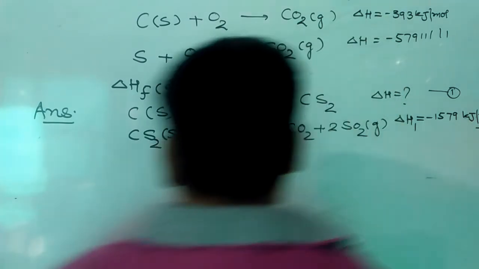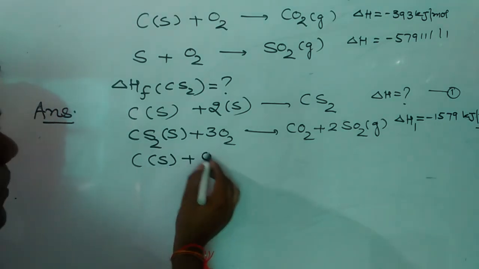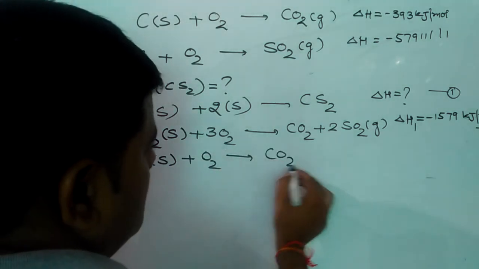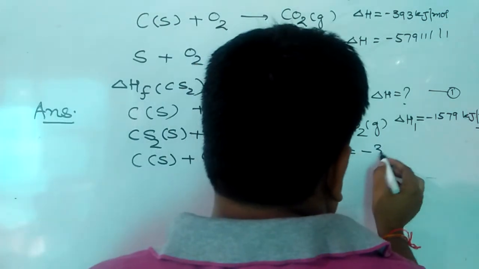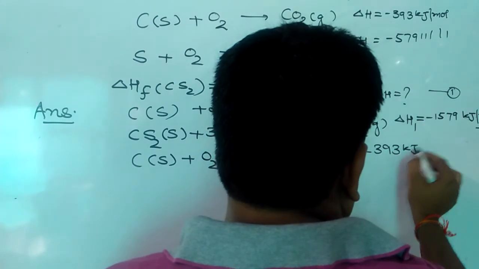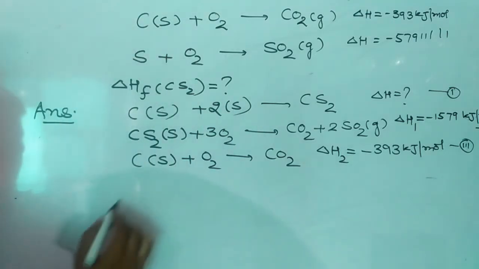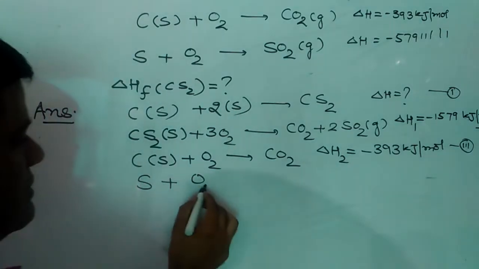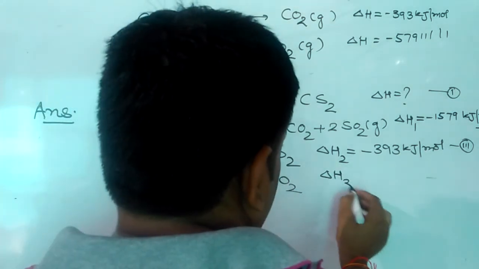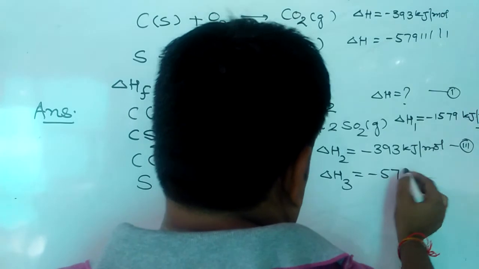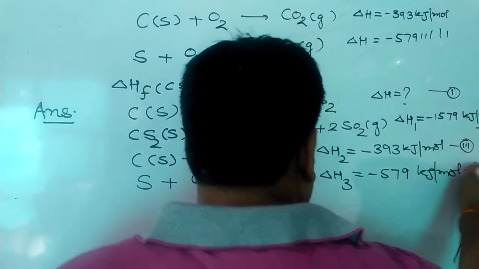Second equation: carbon solid plus O2 gives CO2. Delta H2 is minus 393 kilojoule per mole. This is equation third: sulfur plus oxygen gives SO2. Delta H3 is minus 579 kilojoule per mole. This is equation 4.